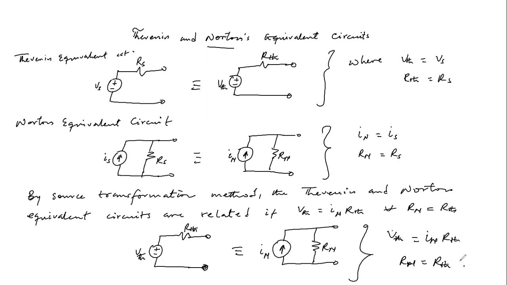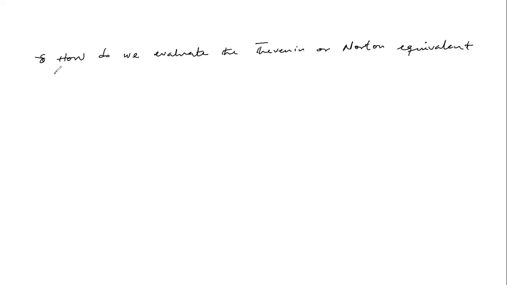So, now that we've gone through this, an interesting question arises, which is, how do we evaluate the Thevenin or Norton equivalent resistance? That is, R Thevenin and R Norton. How do we resolve them?